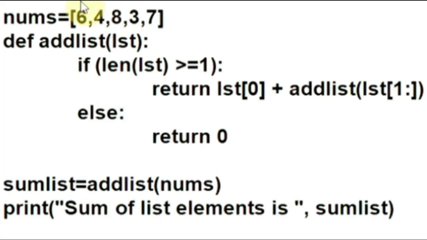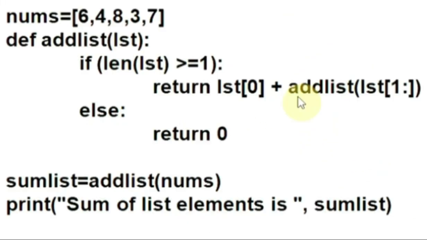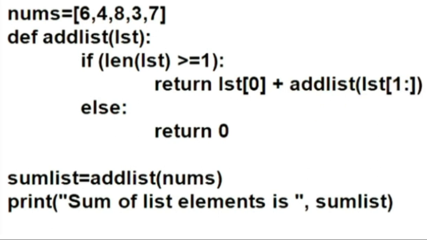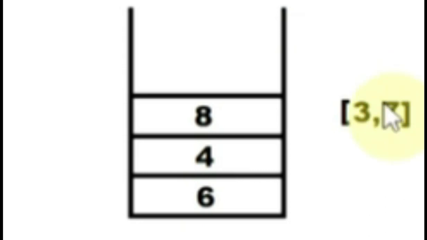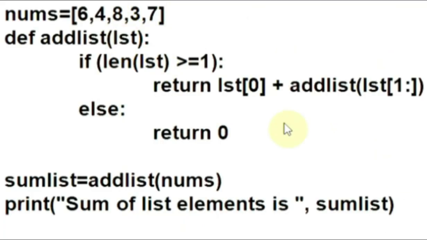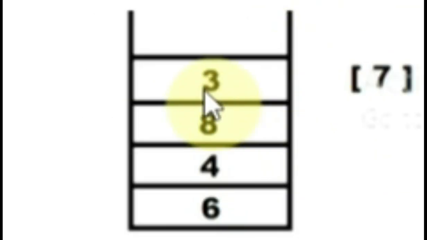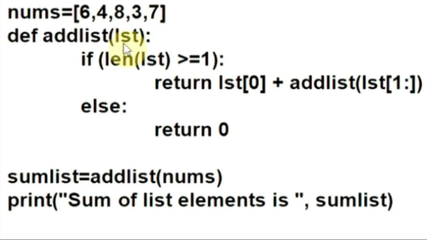The length is 2. Is length 2 greater than or equal to 1? Yes. Return, go back to the main function taking the 0th element. 0th element is 3. And again do the recursive call taking value 1 till last element. 7 is the only element left. So the 7 is assigned to the LST parameter and this 3 will be pushed to the stack. The length of LST is 1. Is 1 greater than or equal to 1?